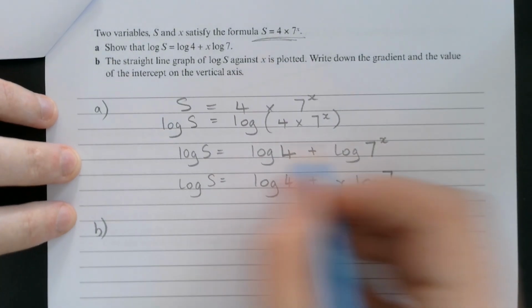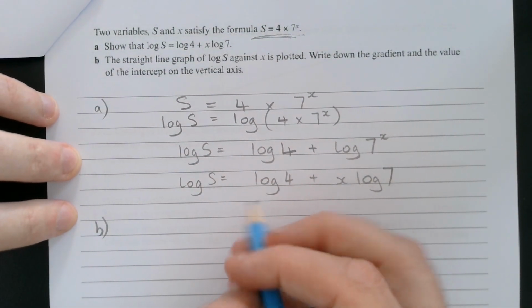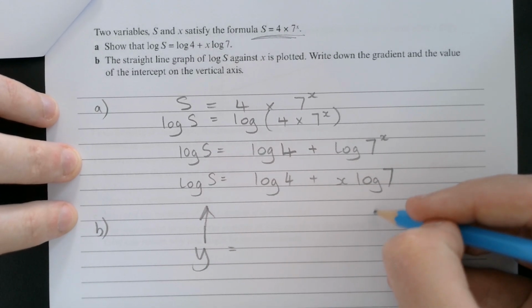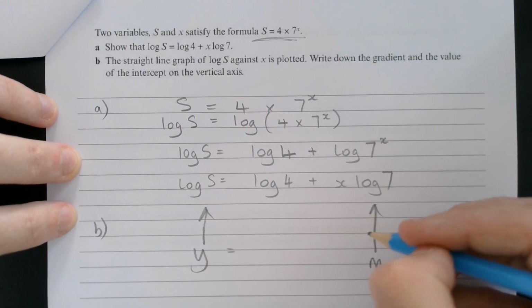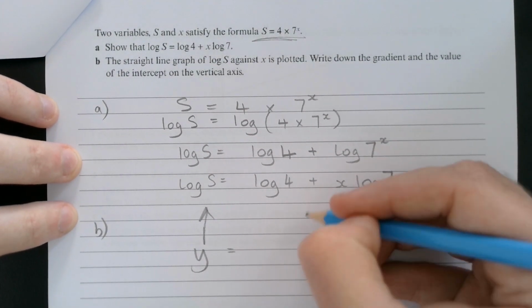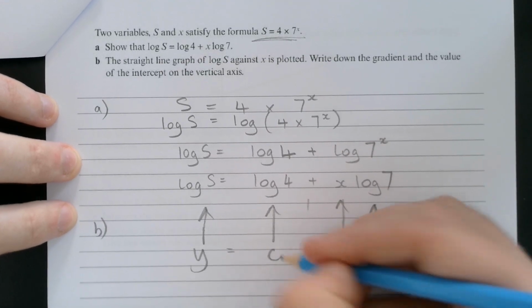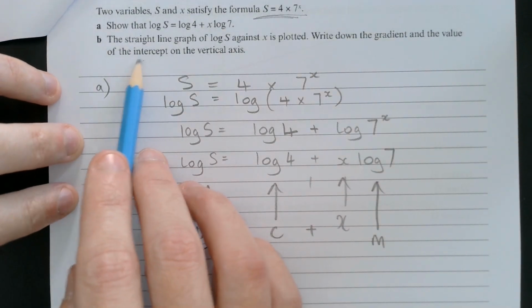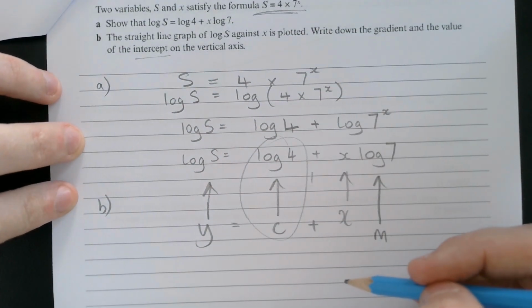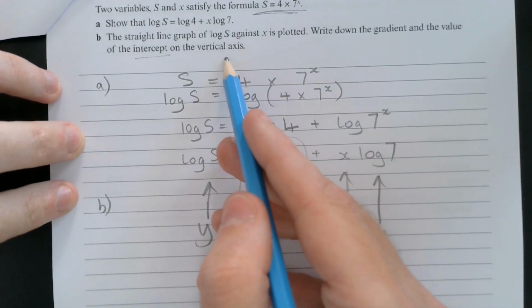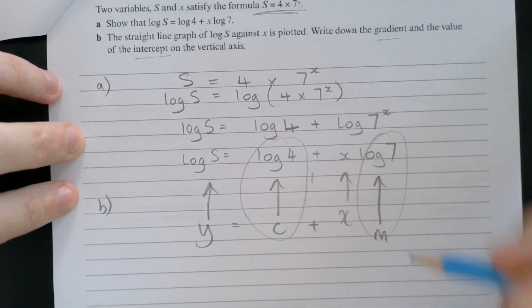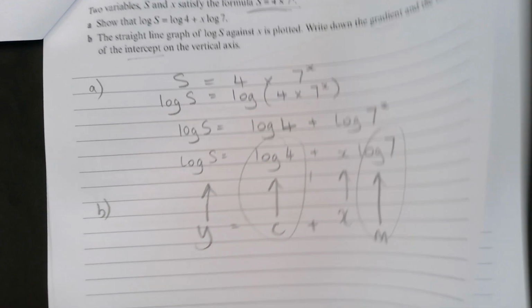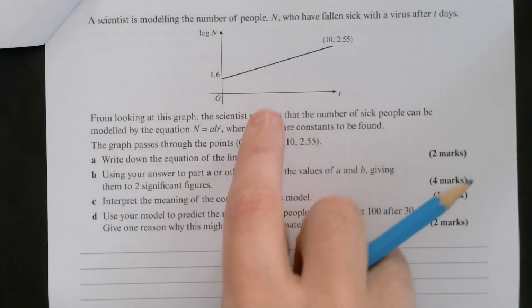So the reason we've got it into this form is because now it looks like y equals, this is m, because that is times by x, plus c. Okay, so the value of the intercept, log 4, on the vertical axis, the y-intercept, and the gradient, log 7. And this is kind of repeated for all of these questions.